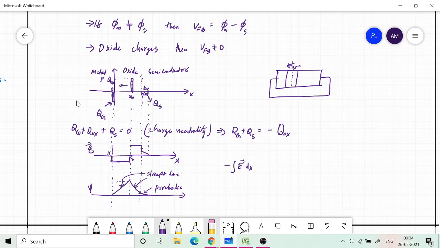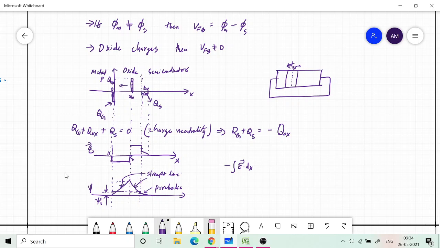What is more important is how this will affect our energy band diagram. There is a voltage drop inside the oxide, and there is a voltage drop inside the semiconductor, though the way I have drawn it, it is quite small. So this is our psi s, and the remaining one corresponds to the voltage drop across the oxide. Let me draw how it looks.